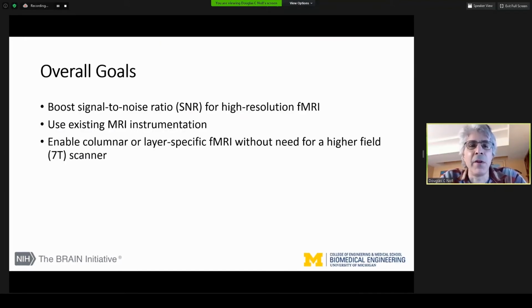Let me give you the overall goals of the project. We would like to boost the signal-to-noise ratio, or SNR, for high-resolution fMRI. We hope that our methods can be applied to standard MRI instrumentation, and the long-term goal, again, is high-resolution fMRI, so we would like to enable columnar or layer-specific fMRI without the need for purchasing a higher field scanner.